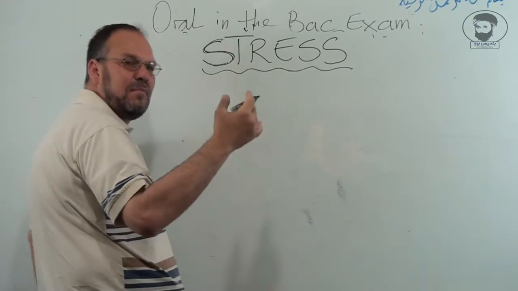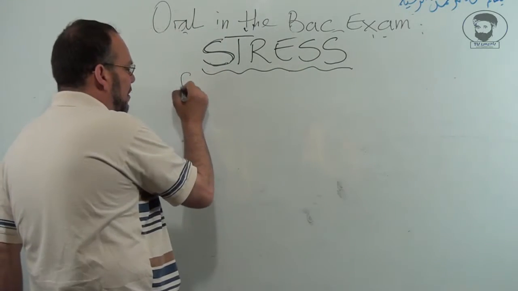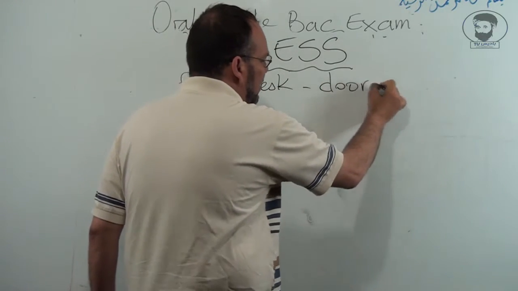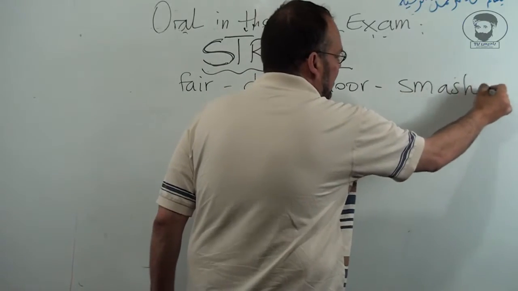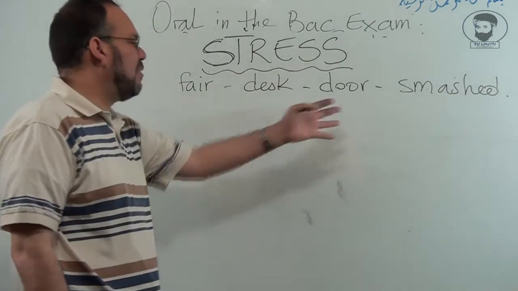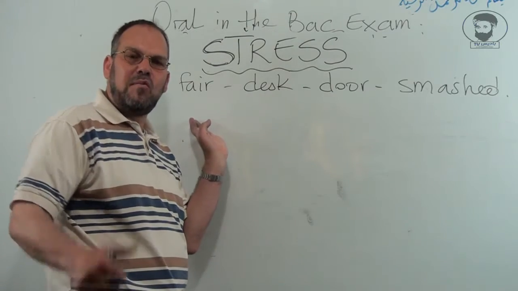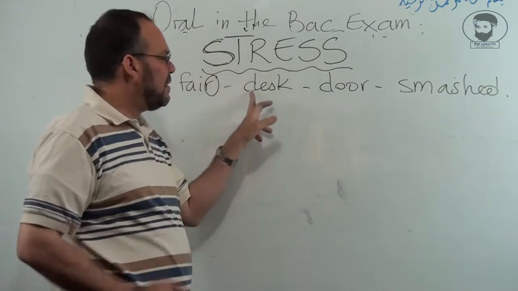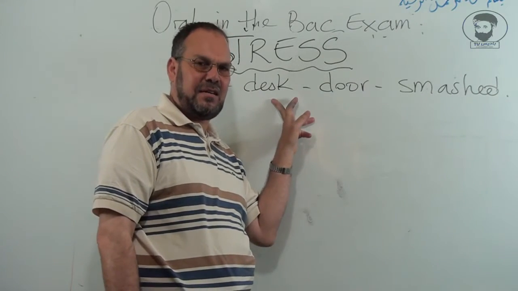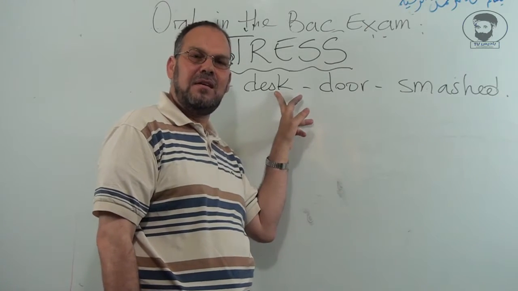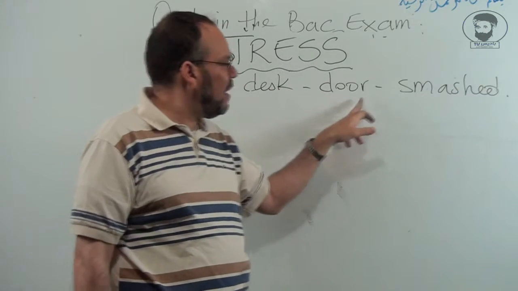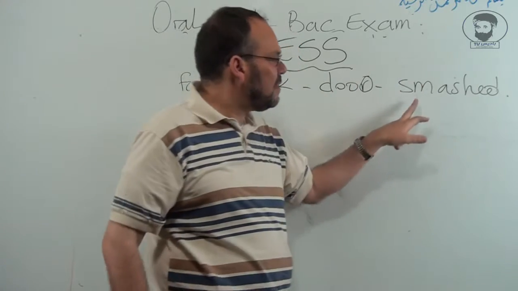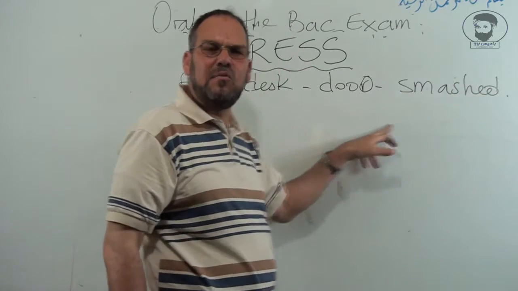Now, let's start with some easy examples. What's common between these words? They are one syllable: far, desk, door, smashed. Remember the silent R? We say desk, not deck. We didn't see S and K as silent letters. And in door, this one is silent, remember? All these are one syllable.